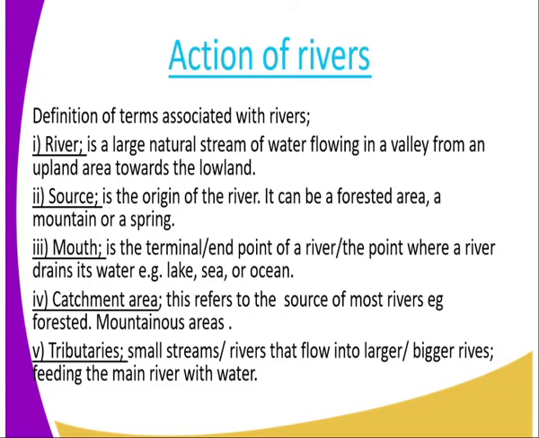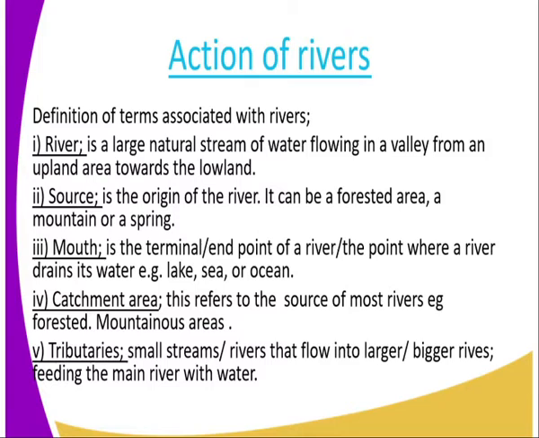We start by defining what is a river. A river is a large natural stream of water flowing in a valley from an upland area towards the lowland. So that is the river. It must flow from the upland towards the lowland. That is the way the rivers will flow. Natural stream of water flowing in a valley.